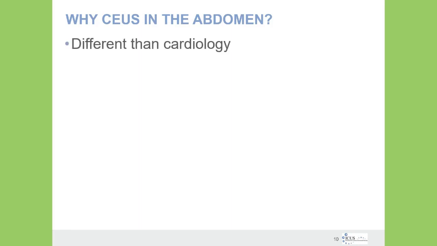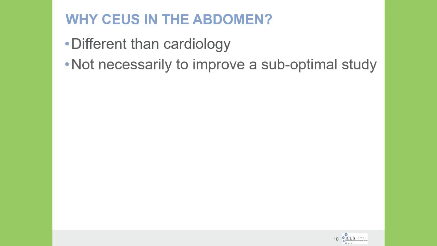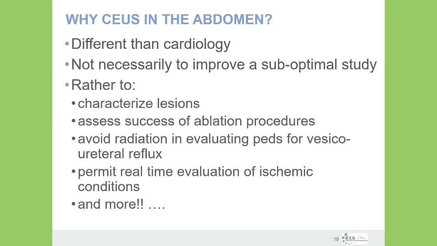So why would we use contrast agents in the abdomen? It is different than in cardiology. In cardiology, the contrast agents are used to improve a suboptimal study. In radiology, we don't use them for that purpose. Instead, we are using them to characterize lesions, typically liver lesions or renal lesions, but they can be used to characterize a number of lesions.